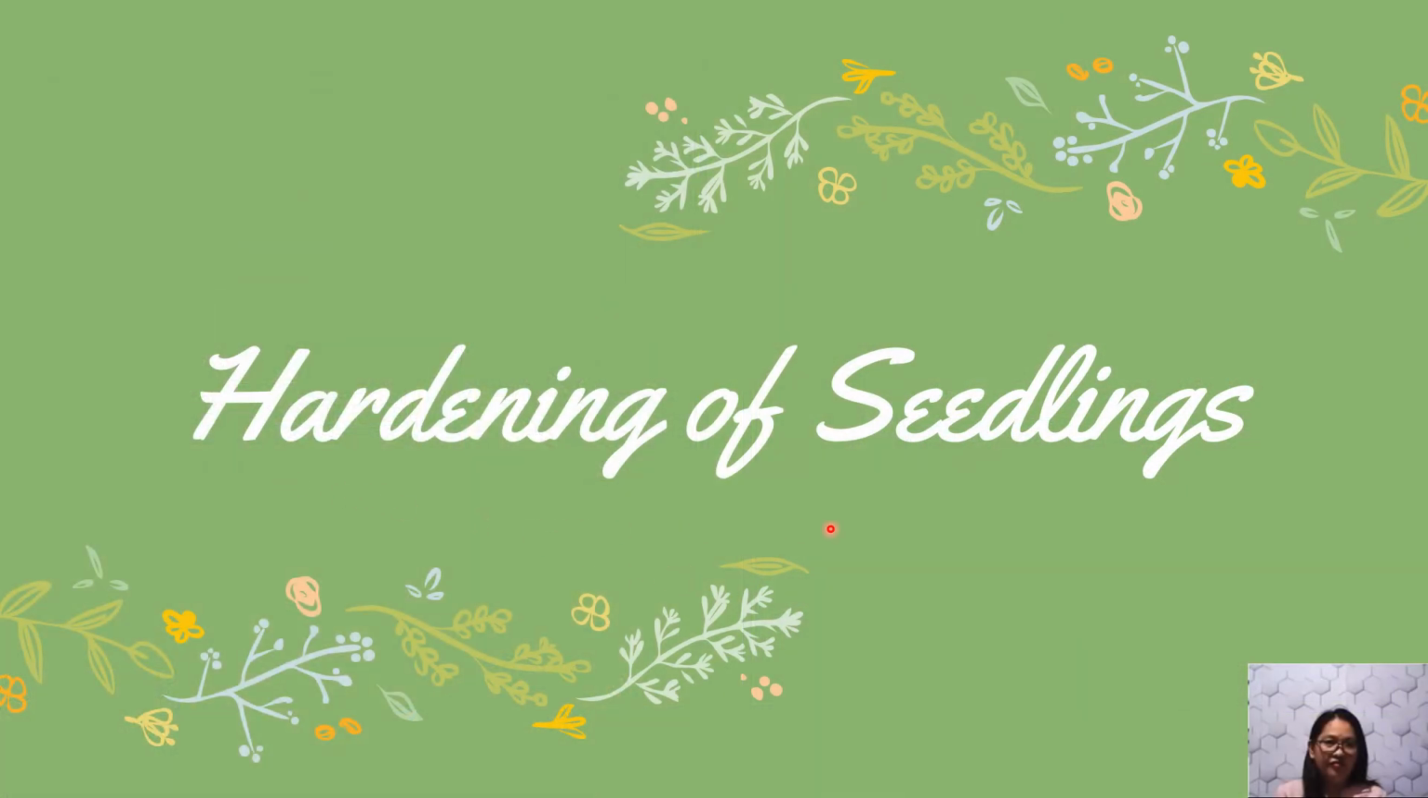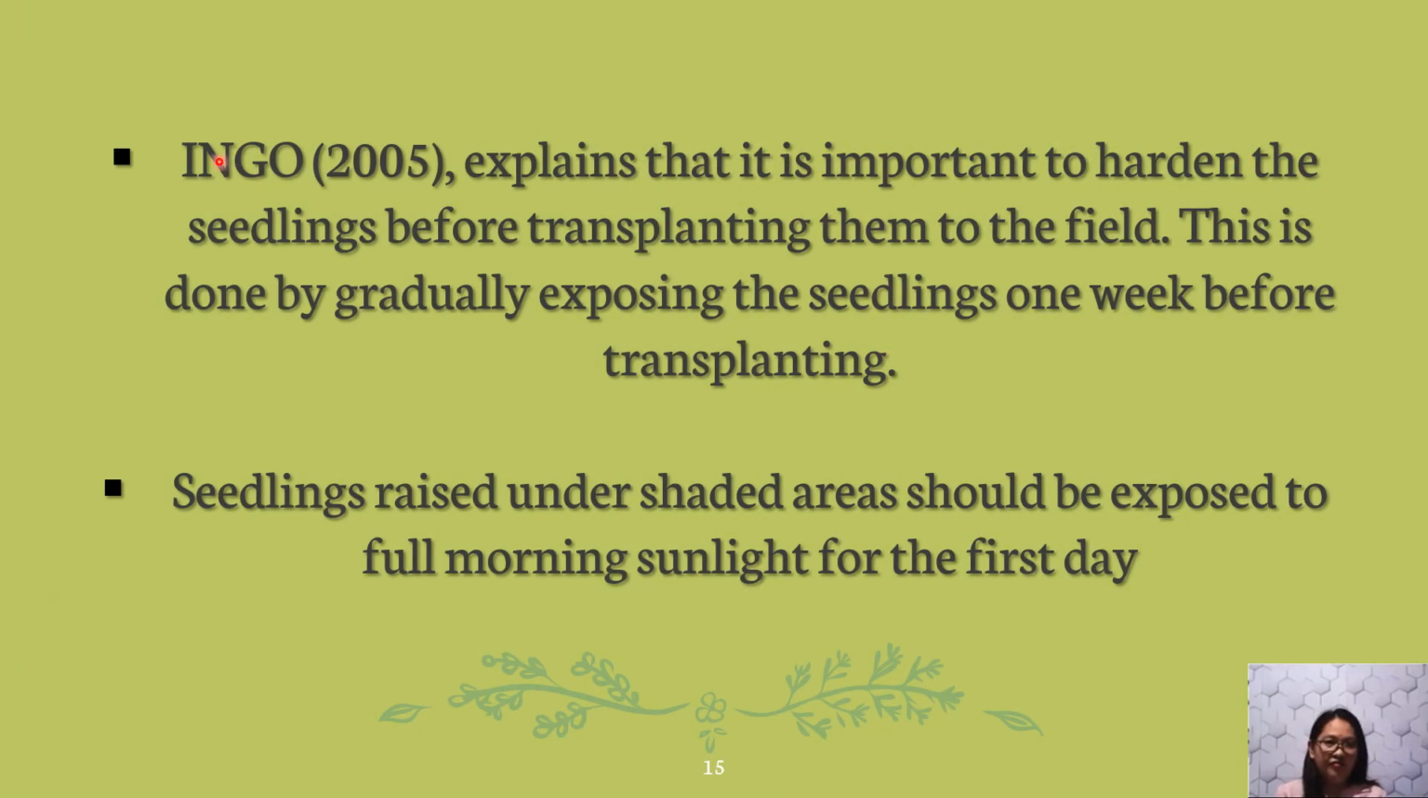Next, hardening of seedlings. INGO, year 2005, explains that it is important to harden the seedlings before transplanting them to the field. This is done by gradually exposing the seedlings 1 week before transplanting. Seedlings raised under shaded areas should be exposed to full morning sunlight for the first day.